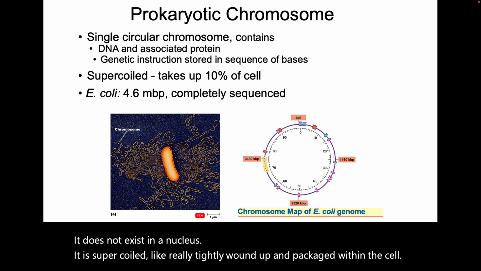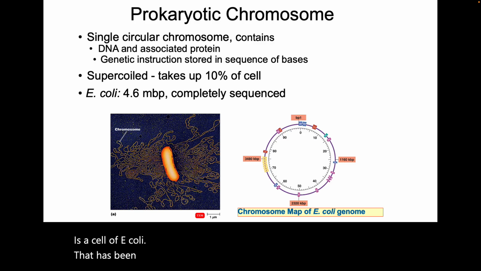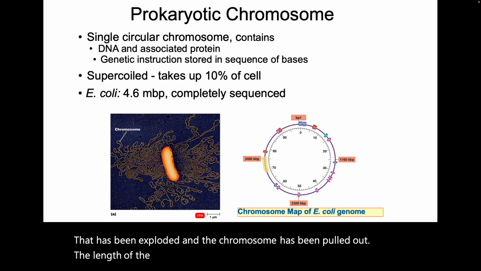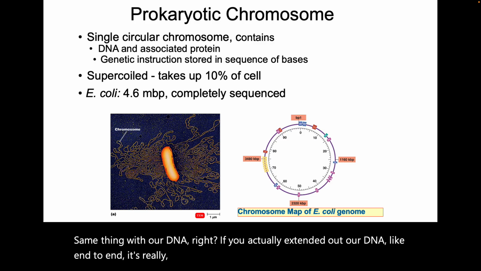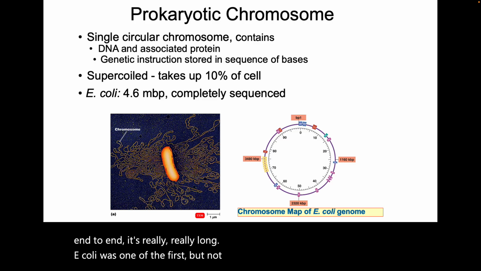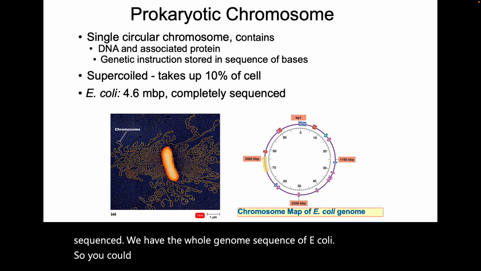So what you're looking at in this image is a cell of E. coli that has been exploded and the chromosome has been pulled out. The length of the E. coli chromosome, they said, is about 1,000 times the length of the cell. Same thing with our DNA, right? If you actually extended out our DNA end to end, it's really, really long. E. coli was one of the first, but not the first, bacteria that was completely sequenced. We have the whole genome sequence of E. coli. So you could represent it in a circular map like that.